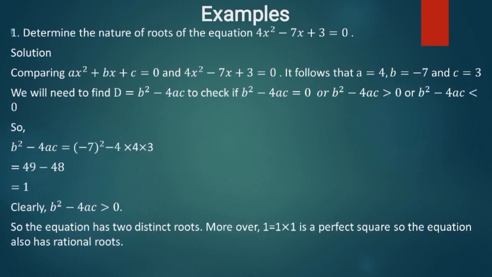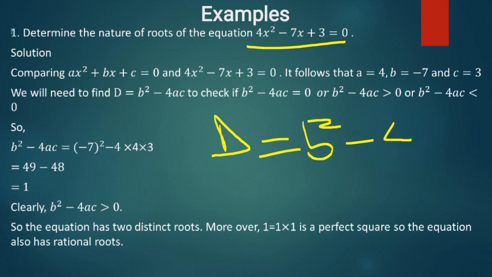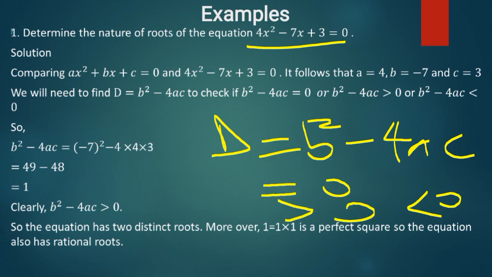So the first example says determine the nature of the roots of the equation. So we have an equation here, 4x squared minus 7x plus 3. We want to determine the nature of the roots of this equation. So you just need to compare. Basically you're looking for the discriminant, right? The discriminant b squared minus 4ac. So you want to check if this will be equal to 0, greater than 0, or less than 0, to tell the nature of the roots.